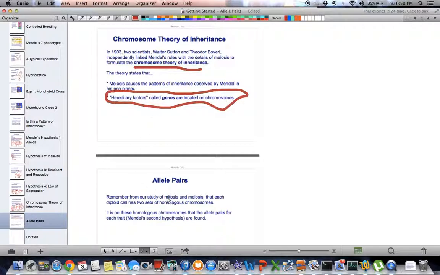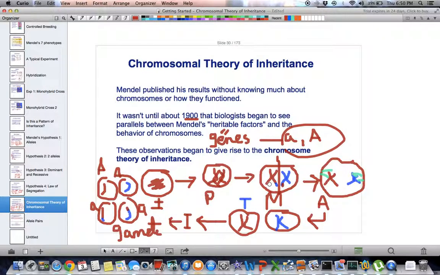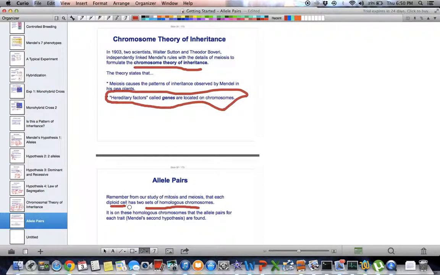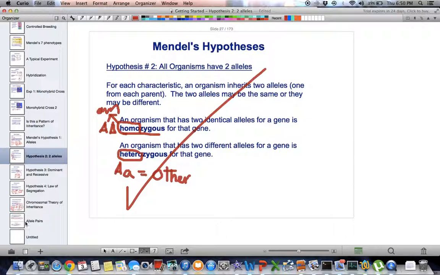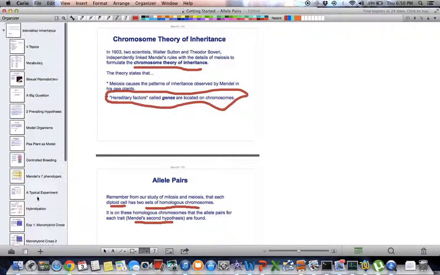Remember that in our studies of meiosis and mitosis, each diploid cell has 2 sets of homologous chromosomes. So let's go back here. This is a diploid cell, and this is what we call a homologous pair, because they're paired up and they have the same information, but they're crossed over. It is on these homologous chromosomes that the allele pairs for each trait, which is Mendel's second hypothesis, are found. Let's go to his second hypothesis. It says that all organisms have 2 alleles. He was right. Good job, Mendel. Alright, so that's all we got for here.